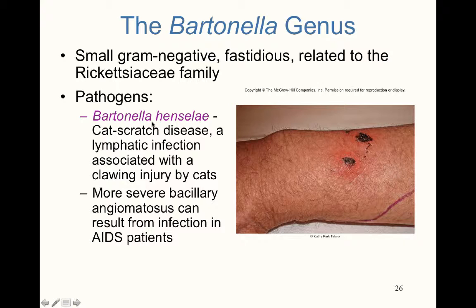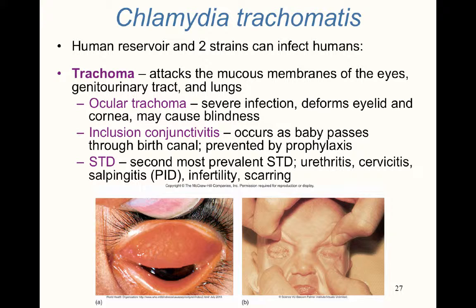So Bartonella henselae is the causative agent of cat scratch disease, and this is a lymphatic infection associated with a claw injury by a cat. And as far as Bartonella, they are small, similar to rickettsias, and this cat scratch disease seems to be more severe in the later stage HIV infected or chronic AIDS patients.